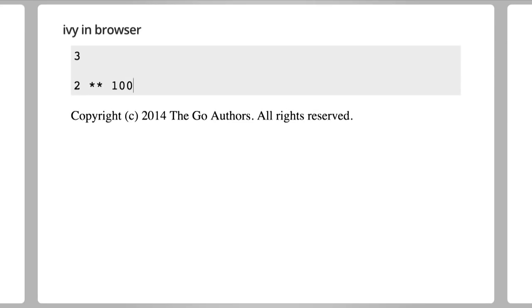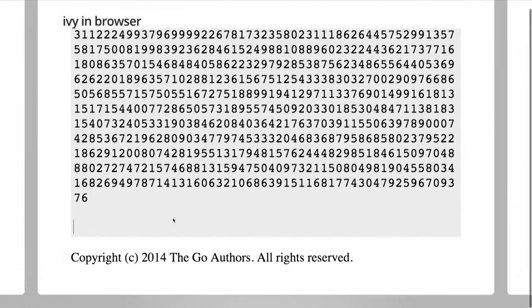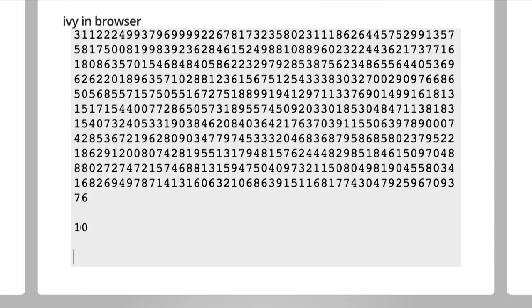We can take 2 to the power of 10,000. It's a really large number, but gives us an answer pretty quickly. Do you notice something odd about this? When I take 5 plus 5, I get the answer, but the input kind of goes away.